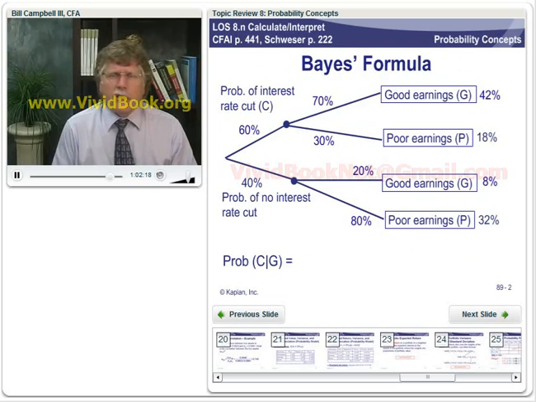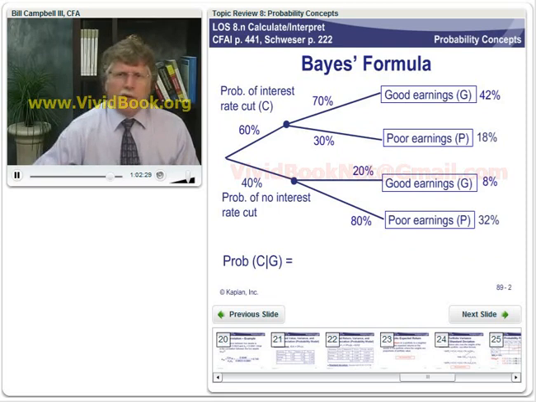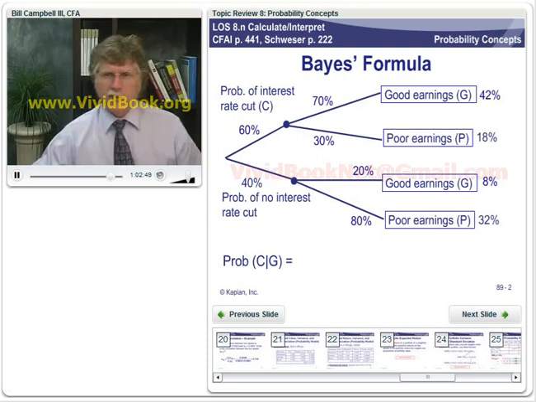60% probability of an interest rate cut. If that happens, a 70% probability of good earnings and 30% probability of poor earnings. So the probability of good earnings and an interest rate cut, 42%. Probability of poor earnings and an interest rate cut, 18%. Probability of good earnings with no interest rate cut, 8%. Probability of poor earnings with no interest rate cut, 32%.